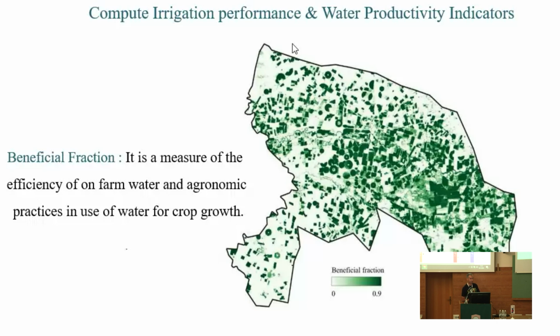So there's the beneficial fraction, which is a measure of the efficiency of the water that's applied and the agronomic practices in the use of water for crop growth. And what you see here, that the parcels that are greener are more efficiently using the water, and these are specifically happening in the pivot areas, but you see that others score a bit poor. The legend doesn't show brown, but it should be some color of green, but it's the compression that I had to apply, I guess.